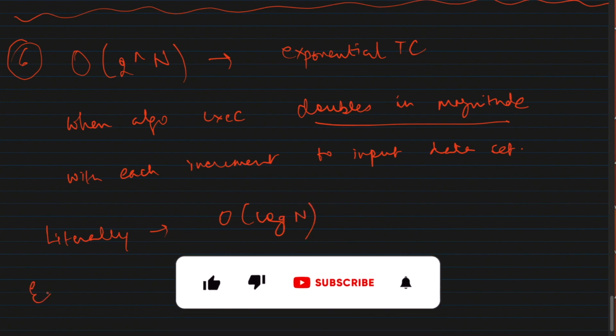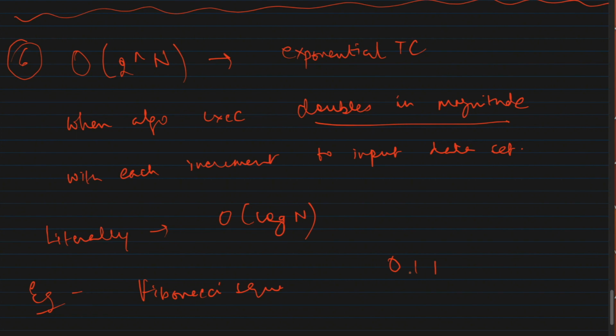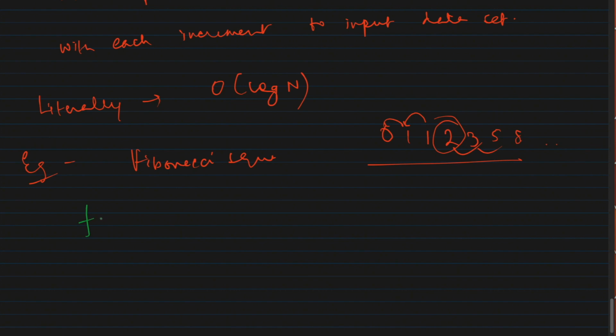A very famous example of this kind of complexity is the Fibonacci sequence. How does it look? It starts like this: 0, 1, 1 plus 1 is 2, 2 plus 1 is 3, 2 plus 3 is 5, 3 plus 5 is 8, and this is the Fibonacci sequence, where every number is the sum of the previous 2 numbers. Expressed as a function, f of n is f of n minus 1 plus f of n minus 2. You can substitute the values of n, and you will get the respective value.